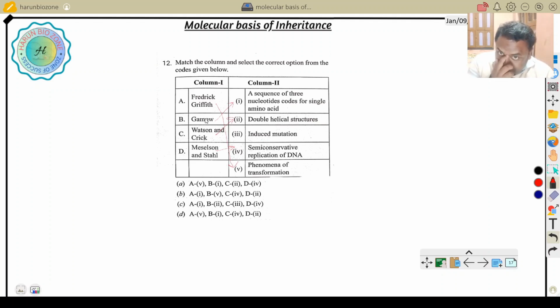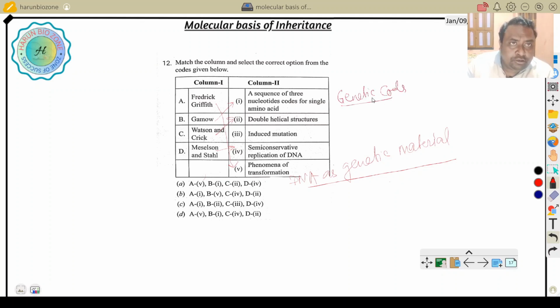So here Frederick Griffith is the phenomenon of transformation, that is DNA as genetic material. Then Gamow is the genetic code; Gamow represents the genetic code, that 3 nucleotides represent 1 amino acid. Watson and Crick is the double helical structure. Meselson and Stahl showed the semi-conservative mode of replication of DNA. So the right option is A.